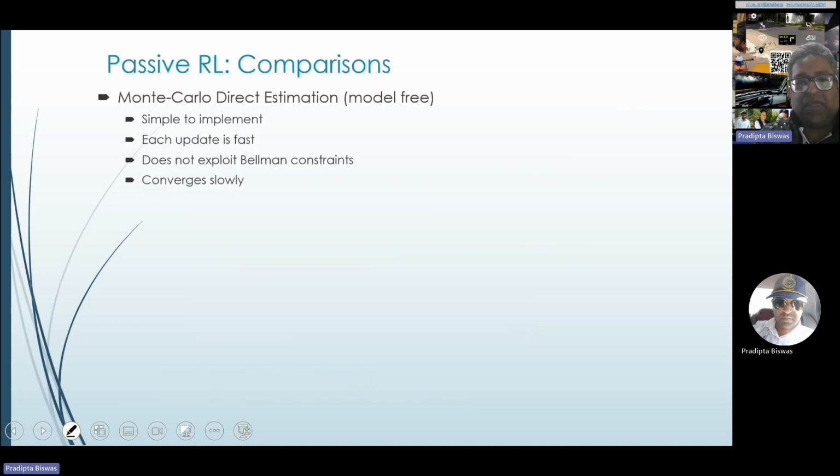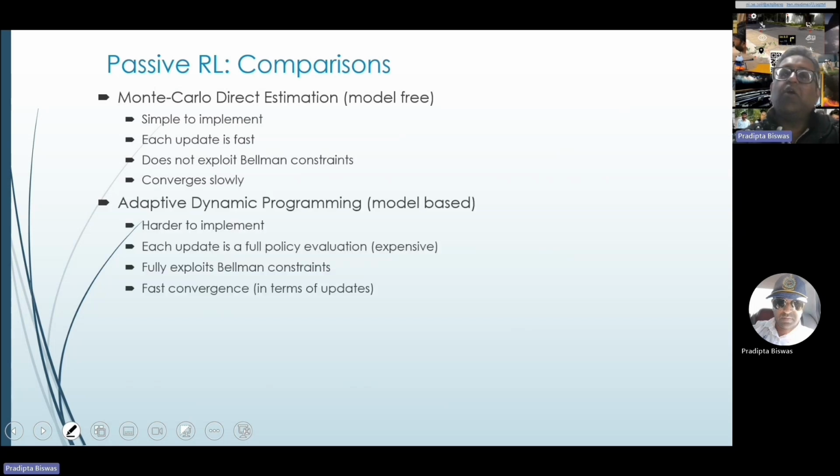But for the time being, here is the comparison or summary. The direct utility estimation is also model free because I am not learning the state transition probability matrix. It is simple to implement. We directly estimate the utility by solving a supervised learning problem, but we consider the utilities independent, which is not true. That's why it does not exploit the Bellman update and often has slow convergence.